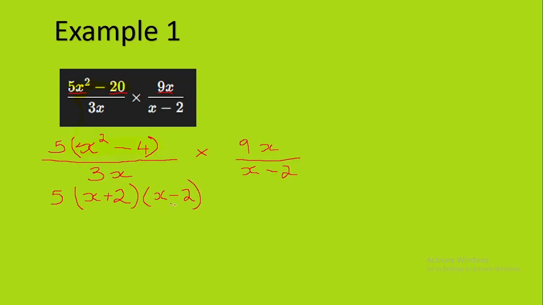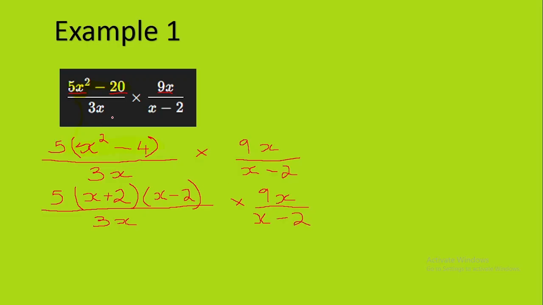What we did right here was just to factor the term that was in the bracket, x squared minus 4, using the difference of two squares. So we have that over 3x, and this fraction is multiplying our 9x over x minus 2.